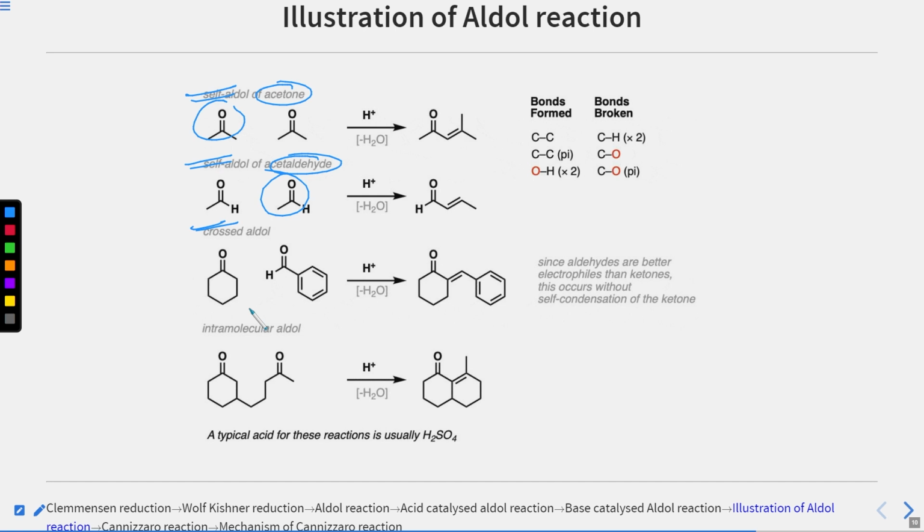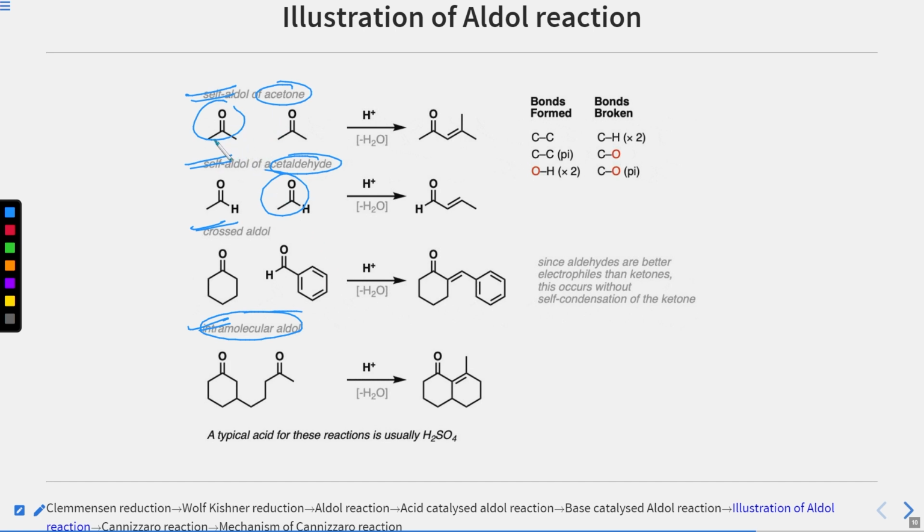Crossed aldol reaction. And then we have your intramolecular aldol reaction. If aldol reaction takes place within the molecule, then it is called intramolecular aldol reaction. So the first two should be clear. There should be no confusion about this self aldol.